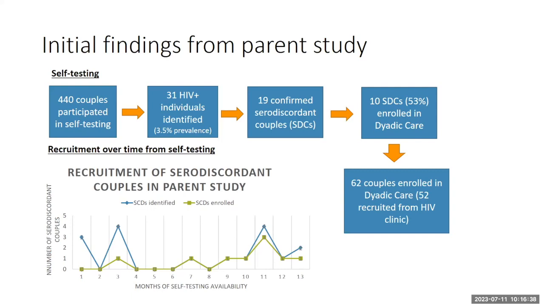The vast majority were recruited through the existing care and treatment center. So essentially couples where the positive partner already knew their status and was already in care, but had a negative partner. And this graph just shows how many couples we found over time. The blue is how many were identified and the green is how many enrolled. We do see a slight uptick towards the end.